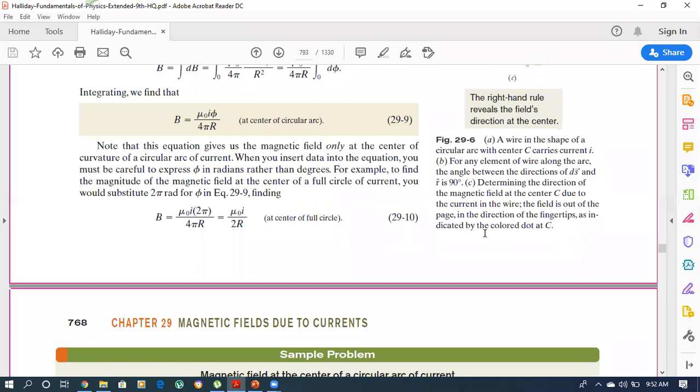Sir, pi by 2 has been used. Your voice is not so clear, that's why I cannot hear you. Sir, pi by 2 has been put in its place.